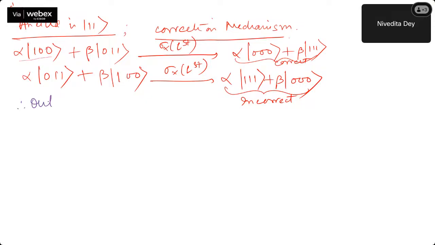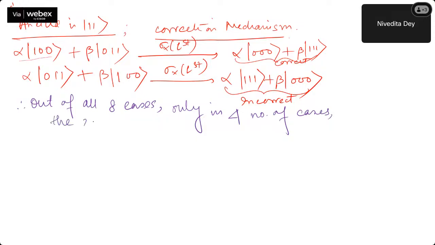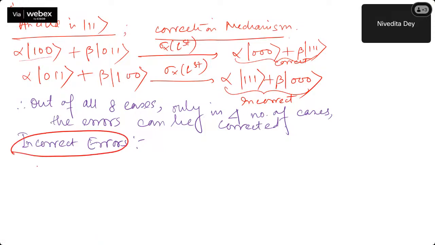Also, just to notice here, that out of all 8 cases that we have for each of the ancilla combinations, only in 4 cases can the errors be corrected. And where we are getting the incorrect set of errors, the incorrect errors are when you are getting these particular things.